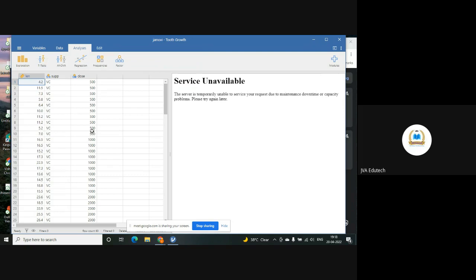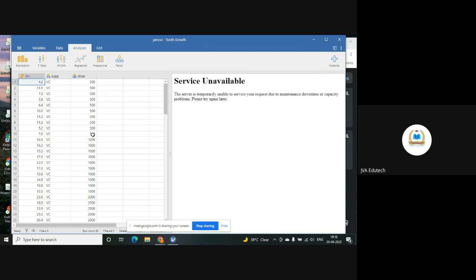But what if I want to know the effect of different levels of doses on tooth length in presence of two different kinds of supplements? Means if I am giving 500 mg with vitamin C, then what is the effect? If I am giving 500 mg with orange juice, then what is the effect? Again, 1000 mg with vitamin C, 1000 mg with orange juice, 2000 mg with vitamin C, 2000 mg with orange juice, what is the effect on tooth length?